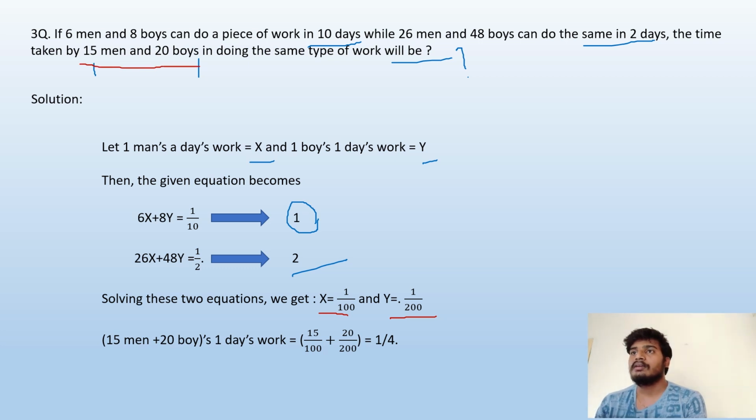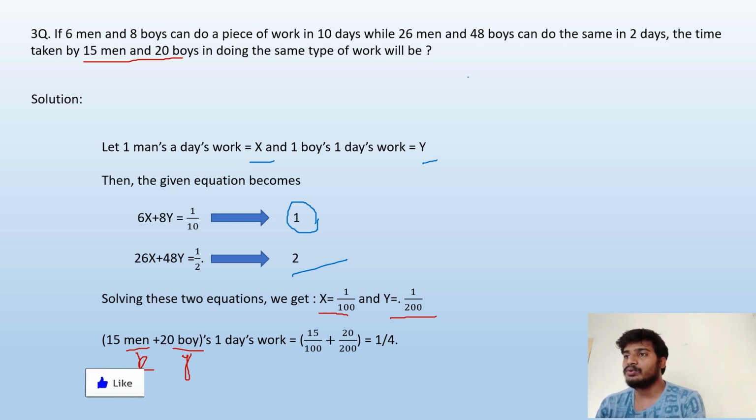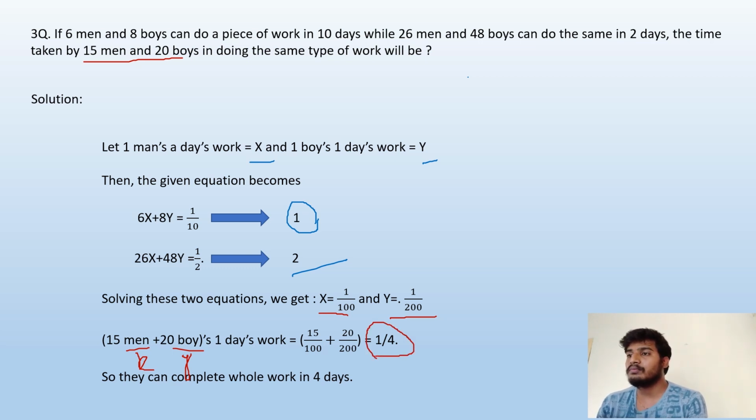So the given question is, in how many days can 15 men and 20 boys complete the same type of work? So for 15 men and 20 boys, by substituting the value of men as x and boys as y, we get 15 by 100 plus 20 by 200. By solving it, we get the value of 1 by 4. So they can complete 1 by 4th of the work in 1 day. So they can complete the whole work in 4 days.